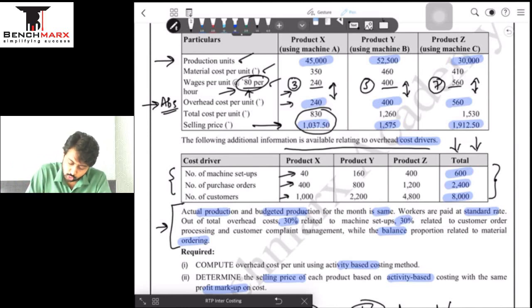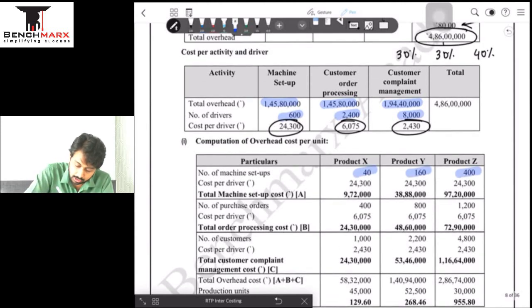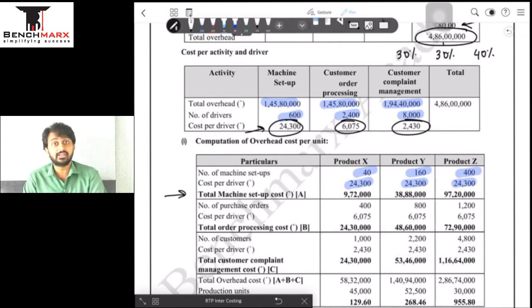So let's use one, setups 40 160 400. So setups tumhara kidhar hai? 40 160 400. Rate tumhara kya hai setup ka? Rate is this 24,300. Okay, let me undo this. Okay, rate tumhara kya hai? 24,300. So 24,300 here, I will get the total cost of the activity setup, which is split among the respective products.